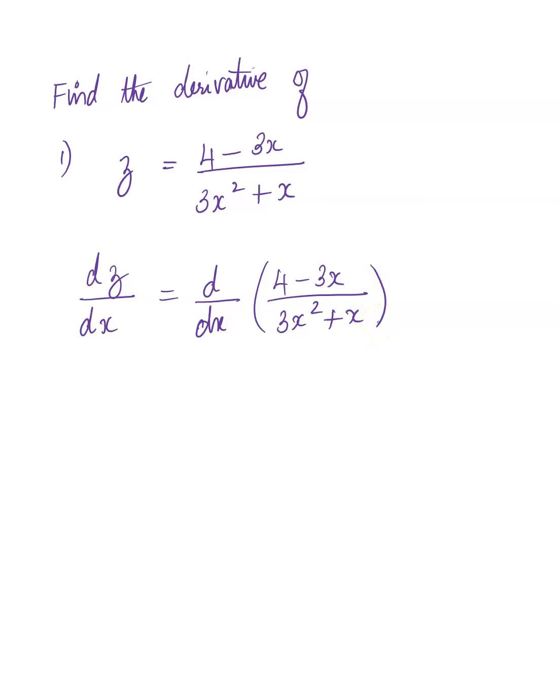Now clearly you have x on the top and x on the bottom. So we want to think of this as the quotient rule. So the numerator could be your u and this could be your v. So u is a function of x. And v is a function of x as well, which is 3x squared plus x.